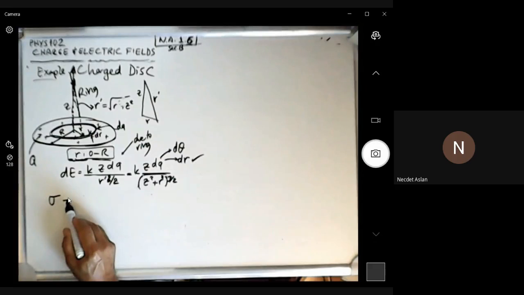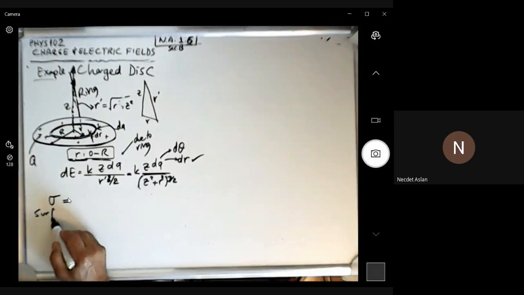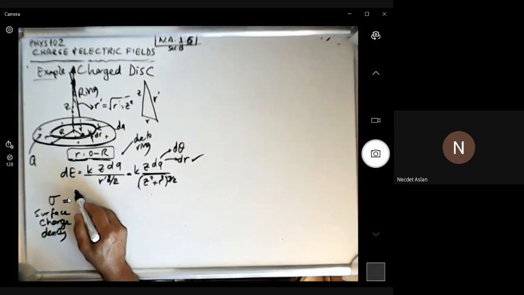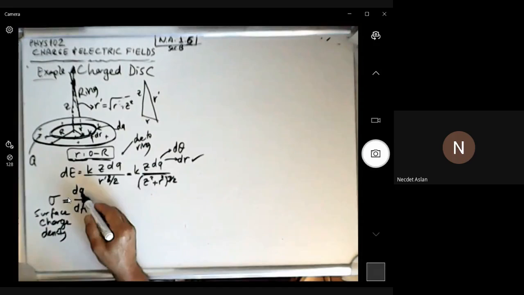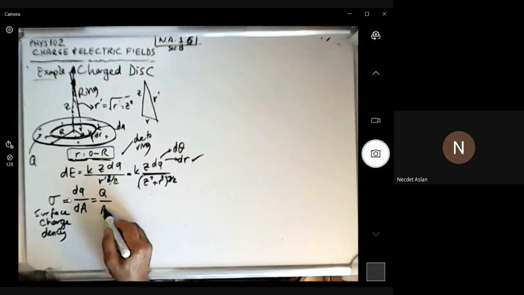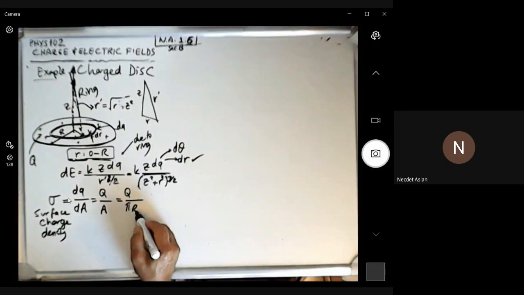Now, because this is a two-dimensional case, we use a new definition, which is called sigma. Sigma is the surface charge density. Earlier, we used linear charge density, but now we are using surface charge density, and it's the charge divided by the differential area, the small charge within the small area. Or the total charge divided by the total area. Now, the total charge is Q, and the total area for this shape is just pi capital R squared.